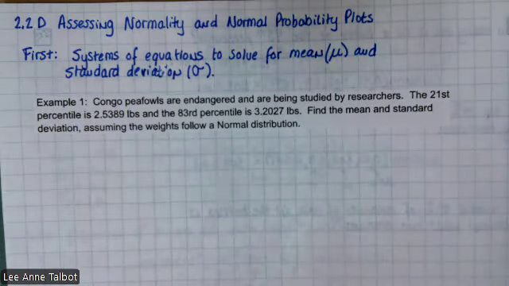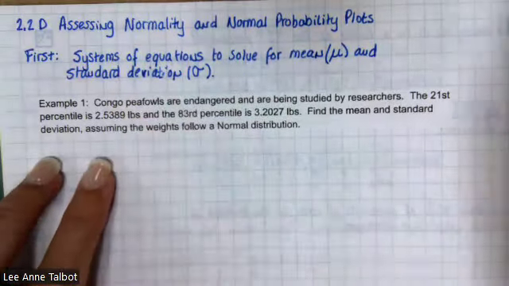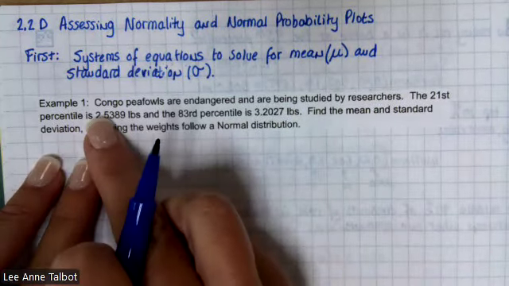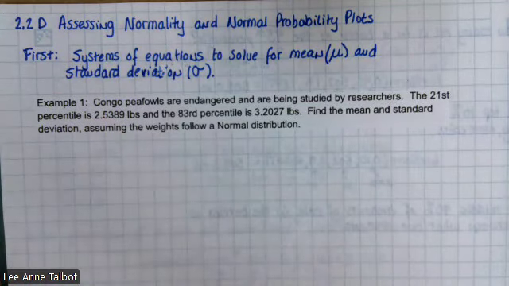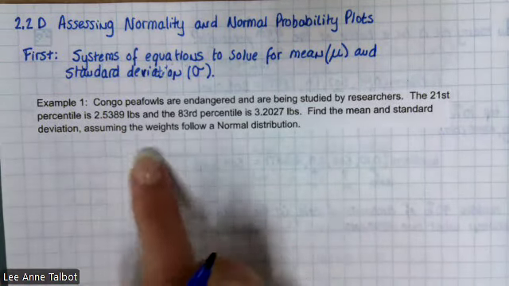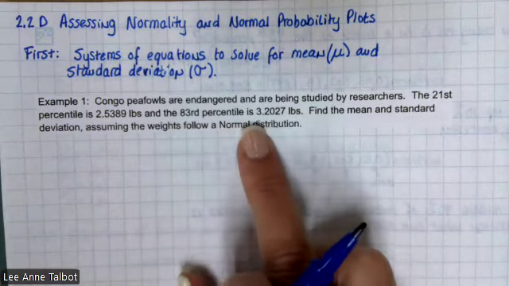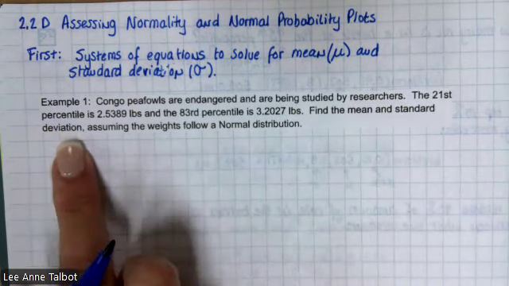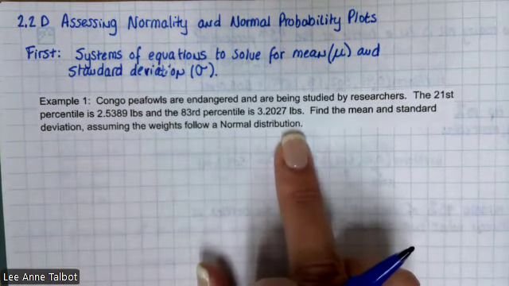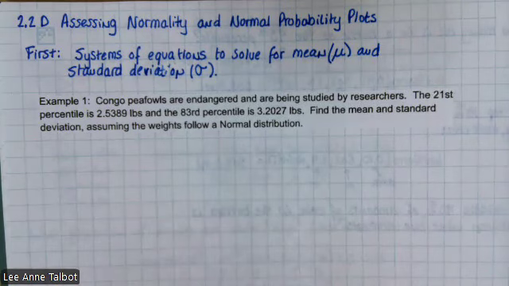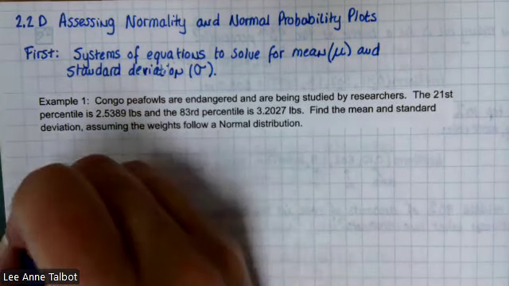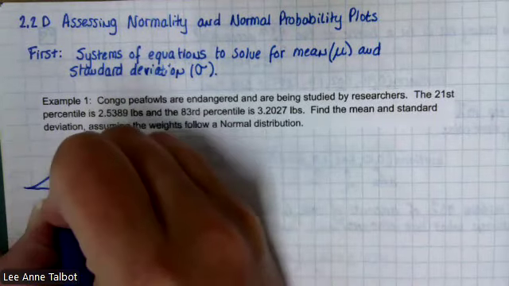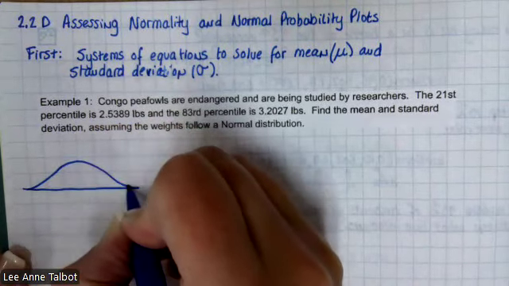So here we go. Congo peafowls are endangered and are being studied by researchers. The 21st percentile is 2.5389 pounds, and the 83rd percentile is 3.2027 pounds. Find the mean and standard deviation, assuming the weights follow a normal distribution. Okay, so the first thing we're going to do is draw a little baby sketch over here, just to show what we were given, make sense of the numbers.